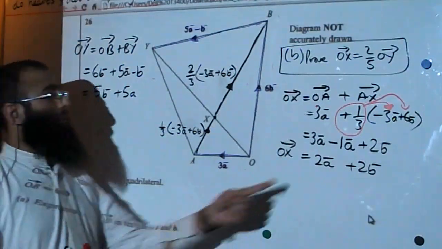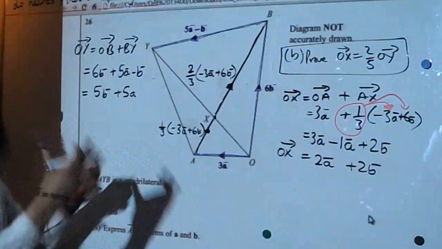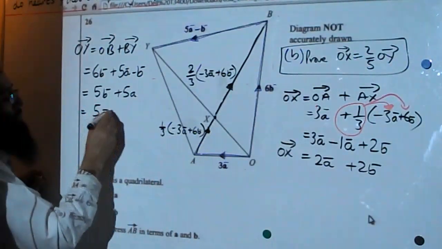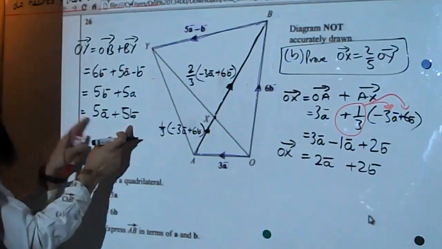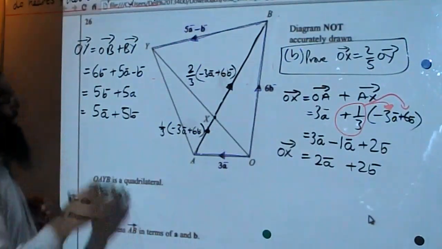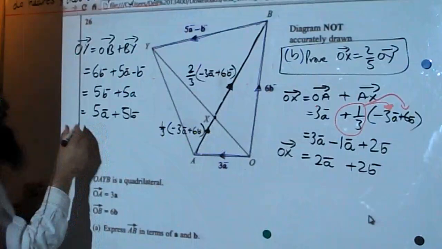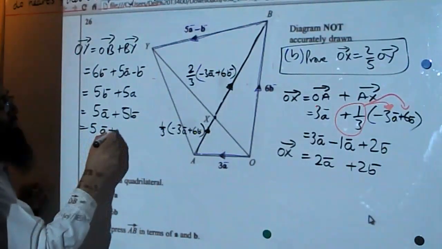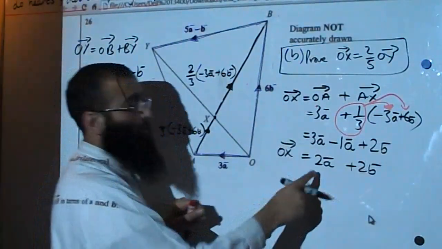Now if we look at this, we have a's first and b's afterwards, and here we have b first and a afterwards. Let's just change them around and make it similar. So this is exactly the same as that. We just change the order of the plus. Now, if you look at this here, it's beginning to get to where we need it to be. I'm going to factorize the 5 out. I'm going to factorize the 2 out from here.